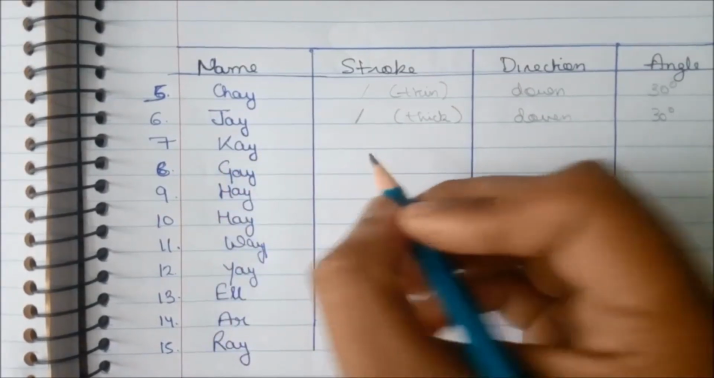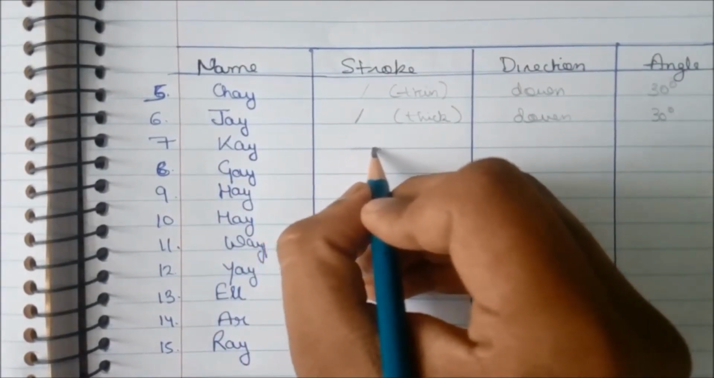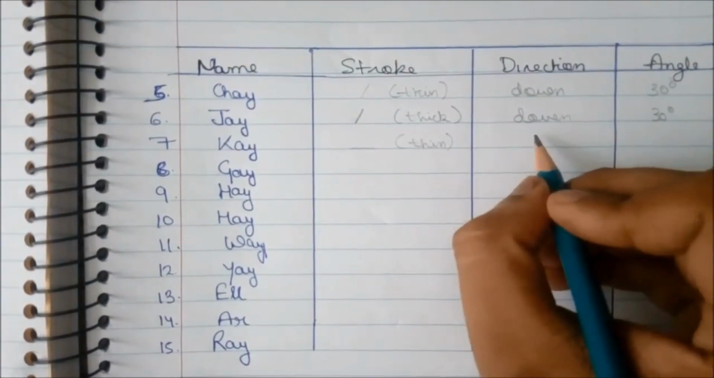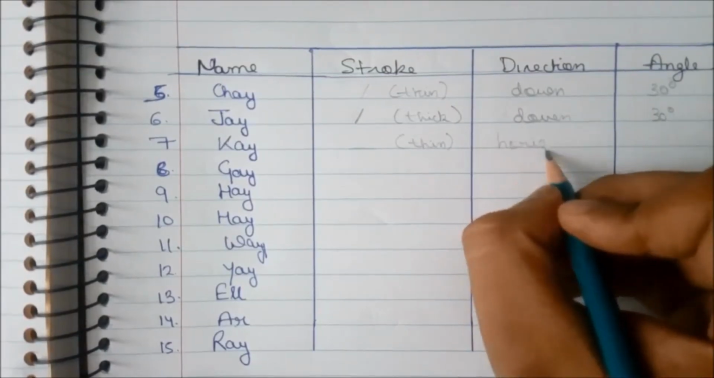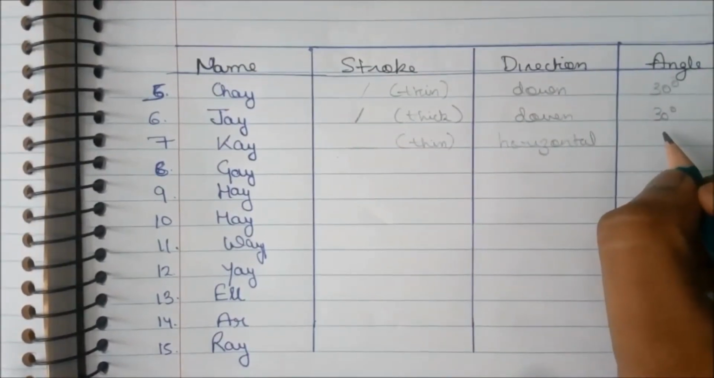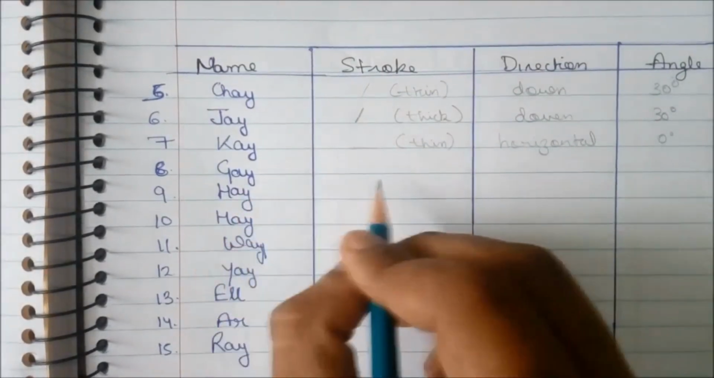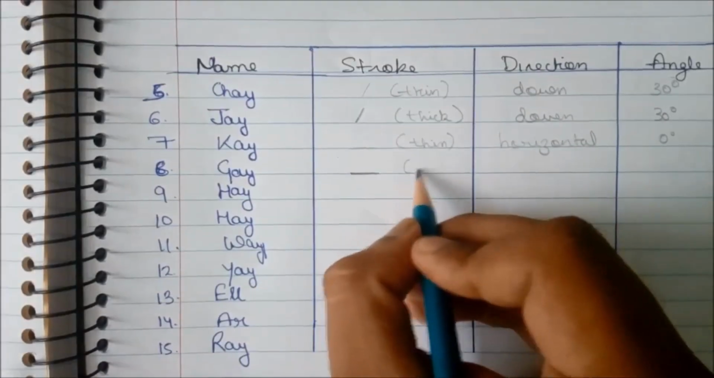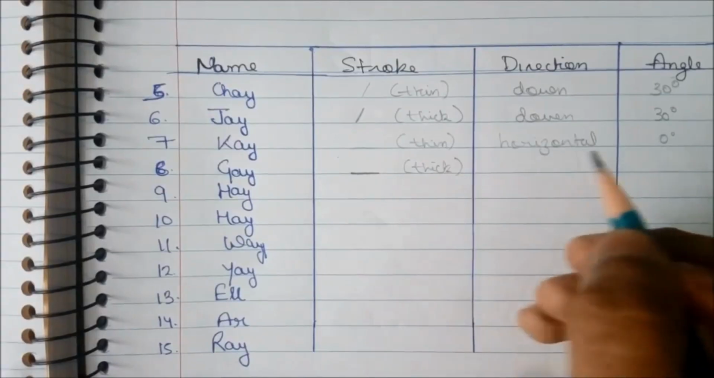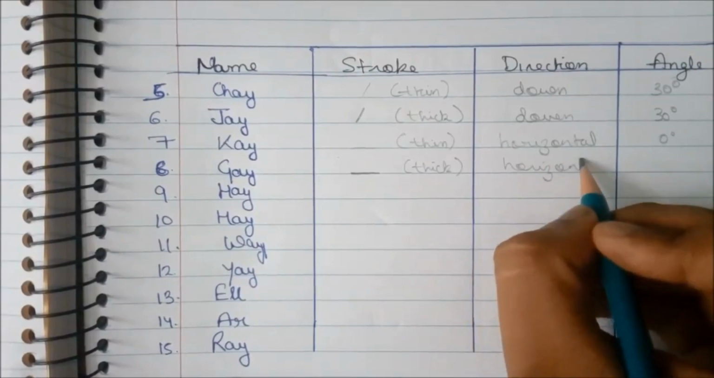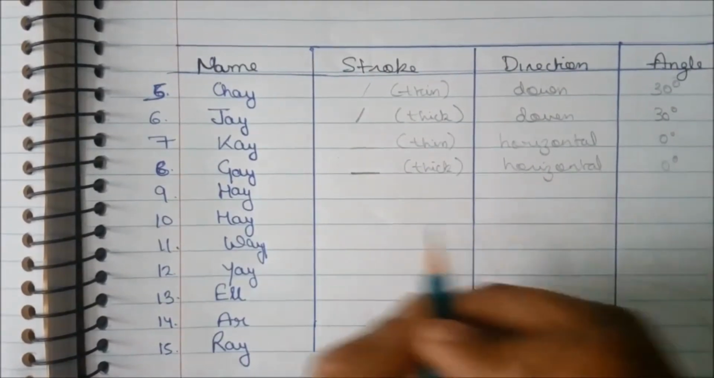Now the next stroke is K. It is a thin stroke. It is on the line and its direction is horizontal, and its angle is 0 degree. The next stroke is G. It is a thick stroke. Its direction is also horizontal and its angle is 0 degree.